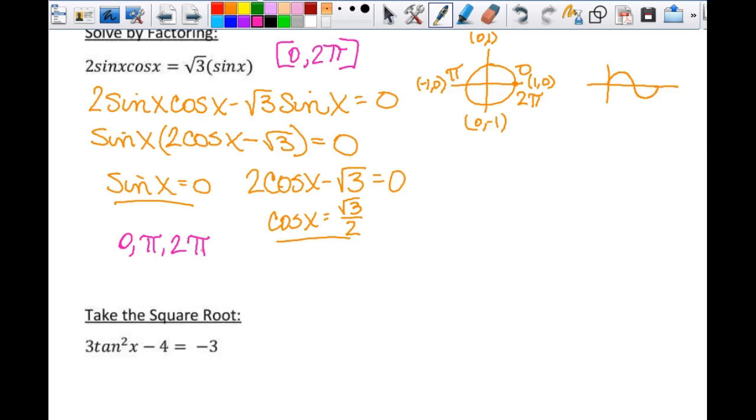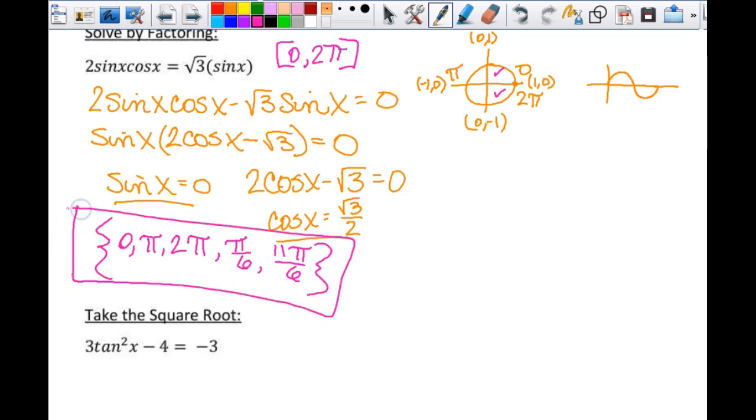Then I have to look at this for my cosine. So for cosine, when I'm looking at this, which quadrants is cosine positive? First and fourth, right? What's your reference angle for square root of 3 over 2? Pi over 6. Okay, it's showing up again. So I know pi over 6 is one of them. What's the other answer? 11 pi over 6, because it's the one in the fourth quadrant. And so there are your 5 answers. And that's how you can get 5 from just having 2 simple things.